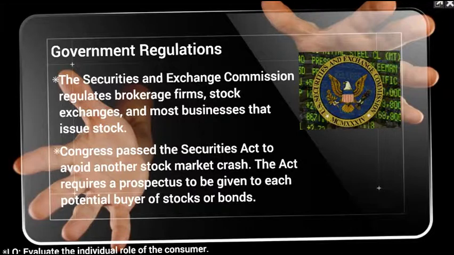Government regulations. The Securities and Exchange Commission, or SEC, regulates brokerage firms, stock exchanges, and most businesses that issue stock. Congress passed the Securities Act to avoid another stock market crash. The act requires a prospectus to be given to each potential buyer of stocks or bonds. A prospectus is basically a detailed statement on a company that includes the financial health and outlook of the company.